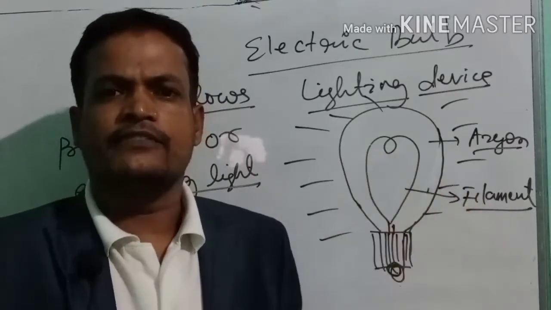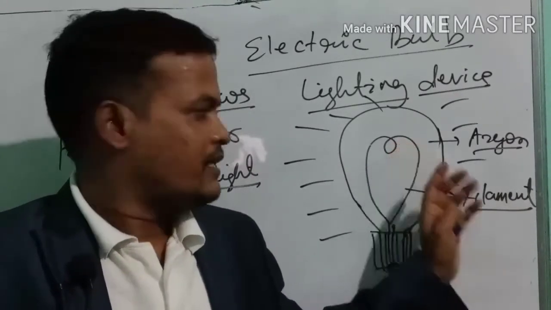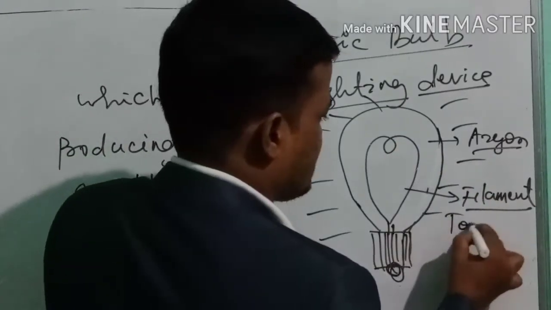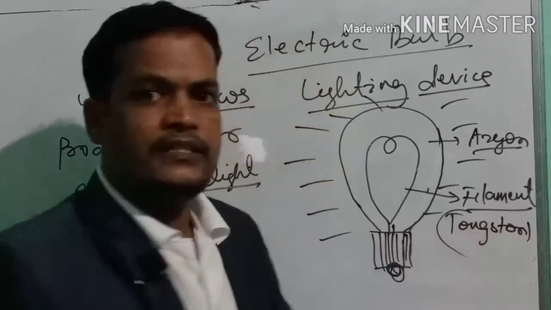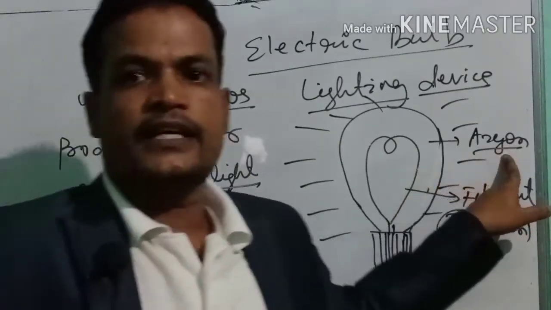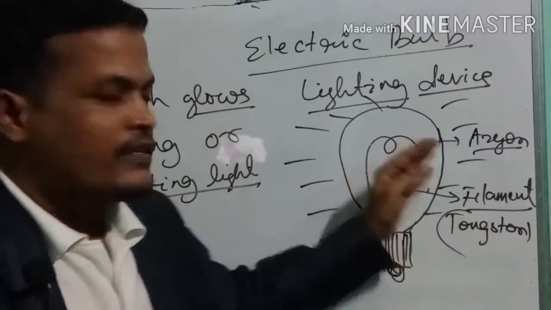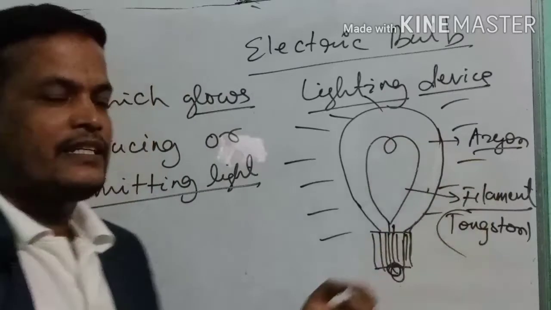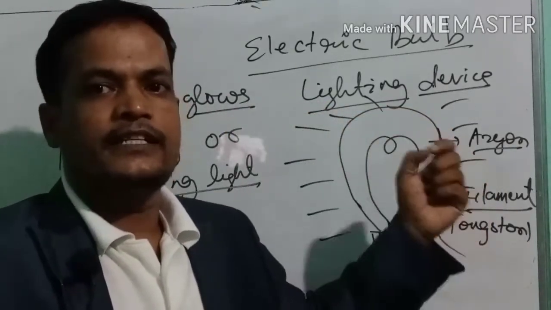An electric bulb is a lighting device in which there is a filament made of metal, and that filament is made of tungsten. Remember, that is tungsten metal. The metal used for the filament is tungsten, and the gas used is argon gas. When electric current flows through this electric bulb, it becomes red hot and emits or produces light. Is it right? So what is an electric bulb? An electric bulb is a lighting device.